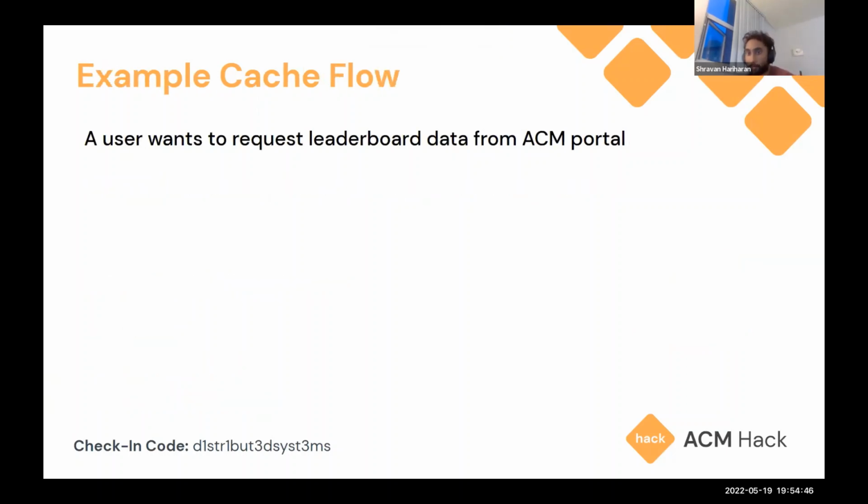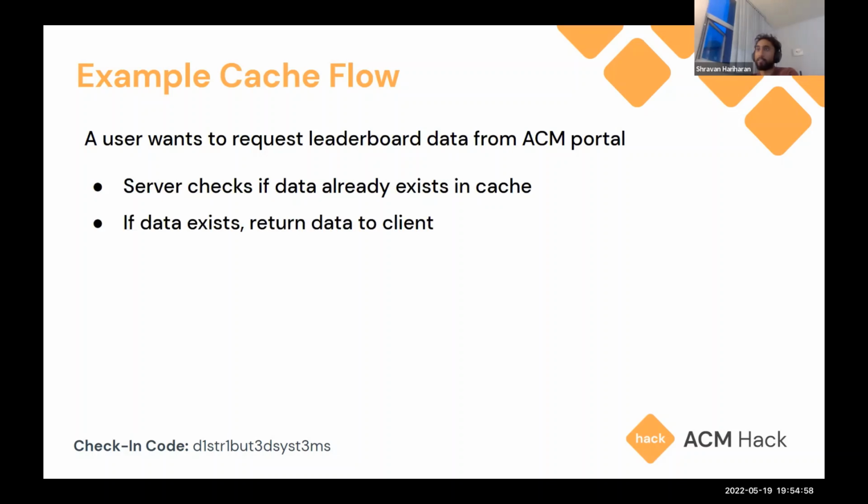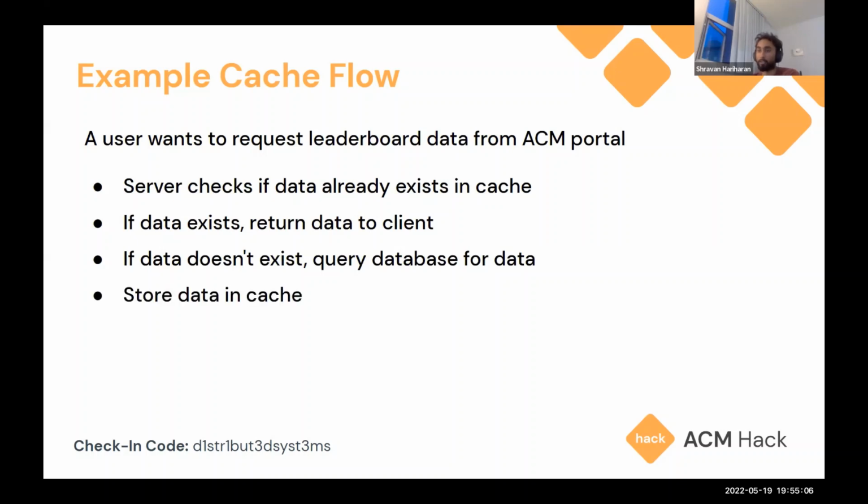We'll go through a quick example so you can see why. I kind of just explained the flow, but to reiterate, if someone needs leaderboard data from the ACM portal, the server will check if the data exists in the cache. If the data does exist, then we return it to the client. But if it doesn't exist, I query the data from the database. Then before I return my data, I store it in the cache and then return the data to the client. That way, if I need to query the data again, it's in the cache, so I can just get it there. That allows me to be very efficient. I don't even need to access the database at all, which is stored as data on disk and is very expensive.